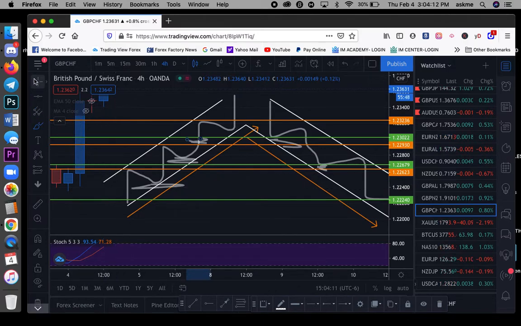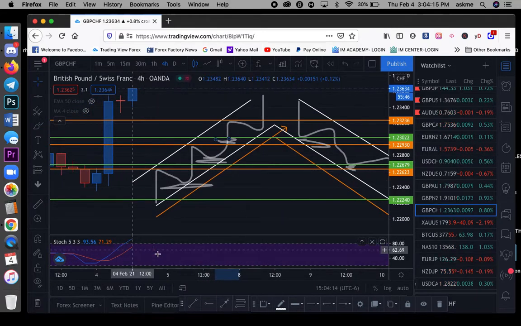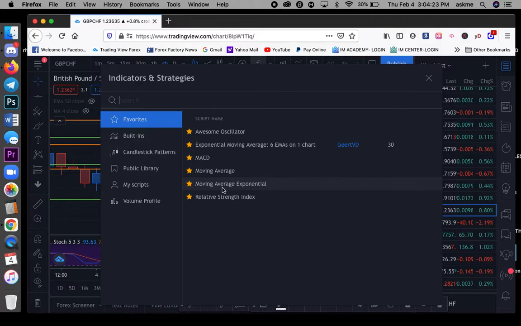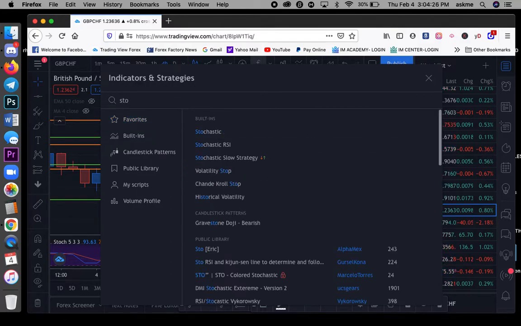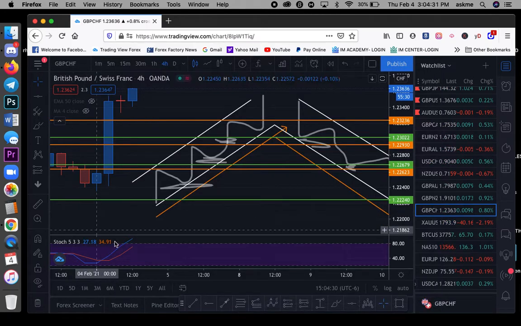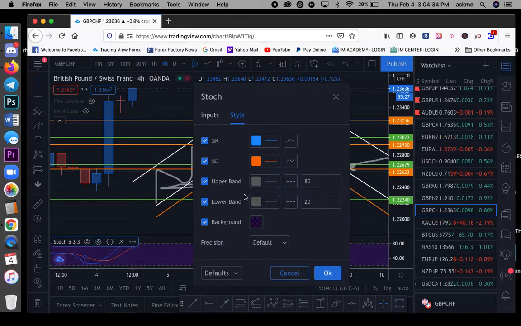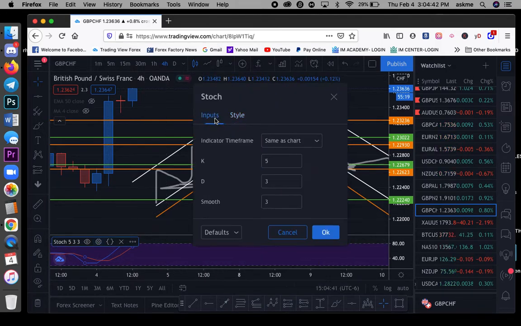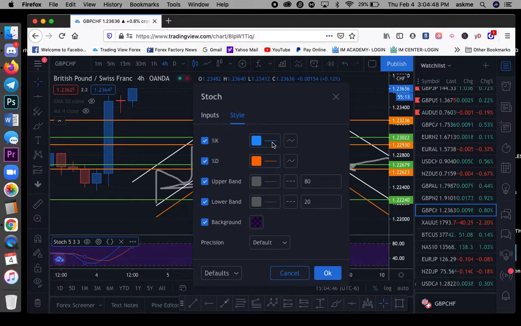And the next thing we're going to look at is going to be the stochastic. The stochastic is going to be this indicator right here at the bottom. If you don't know how to add that, you can come right down here to the FX, type in stochastic, right? Stochastic right here. Boom, you got that. And it's going to add it right here. Now what you want to do is go into the settings, and I want you to change the settings to kind of look like this, all right? So I'm going to click on this stochastic, boom, settings, input 5, 3, 3, and 3. Style, you can make these colors whatever you want, depending on if you have a light background or a dark background.